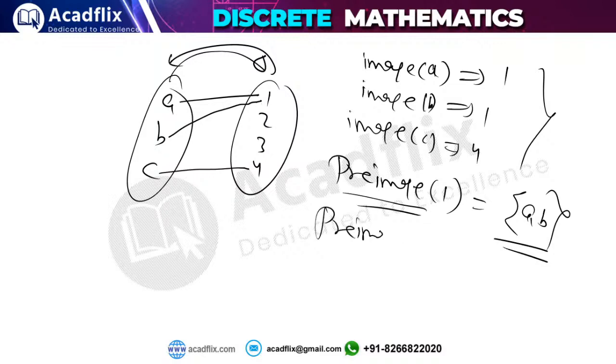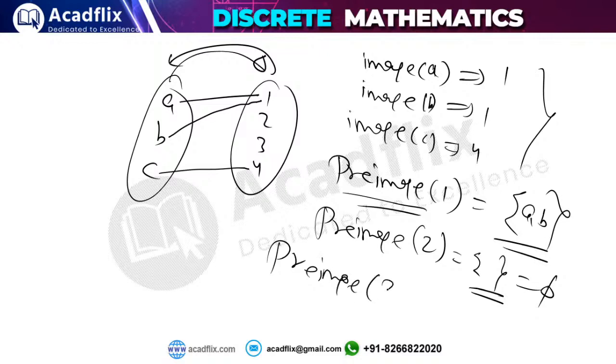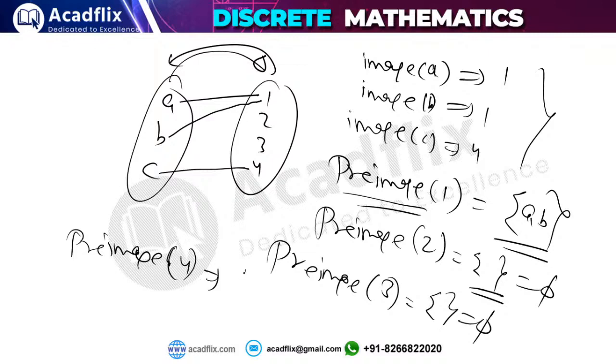The pre-image of 2 is the empty set, because there is no pre-image of 2. Similarly, the pre-image of 3 is the empty set because 3 has no pre-image. The pre-image of 4 is C. So this is the concept of image, and this is the concept of pre-image.